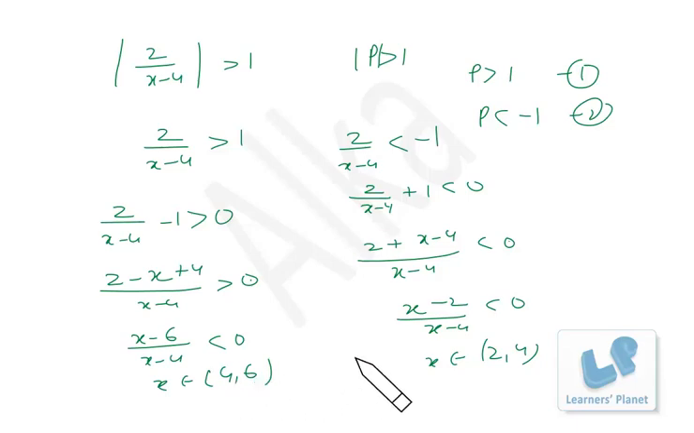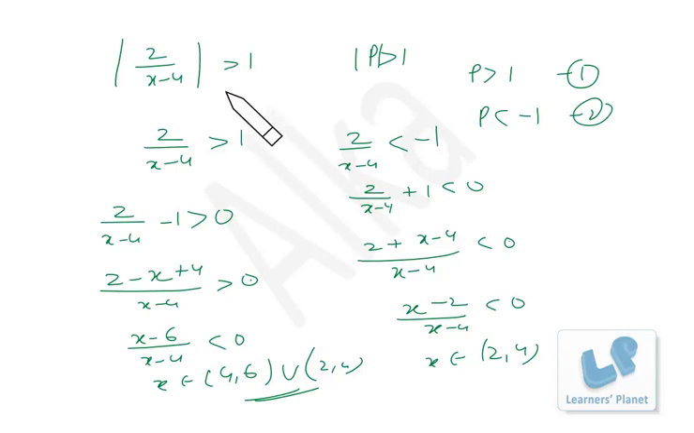Neither 4 nor 6 over here, and 2 and 4 over here, none of them will be included. The values will be between 4 to 6 and 2 to 4, because we want this expression to be greater than 1. It should not be greater than or equal to 1. So do not make that mistake. So the answer to the problem is x belongs to 4 to 6 union 2 to 4. So that's your answer. The problem is just very simple.